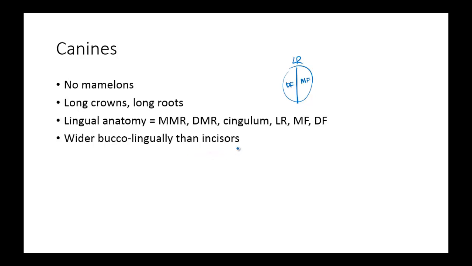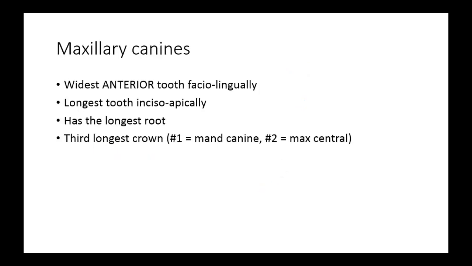You can tell as you went from the maxillary central, which is super thin facial-lingually, and as you went more distally, the teeth just get wider and wider facial-lingually. So the canine is going to be much wider facial-lingually than incisors. Maxillary canines are the widest anterior tooth facial-lingually.